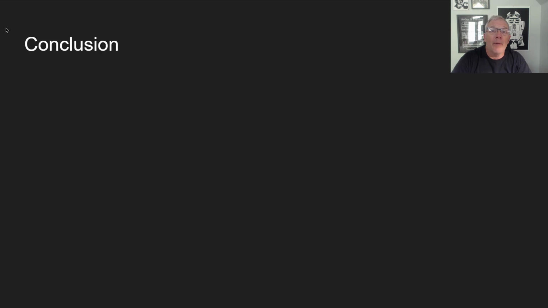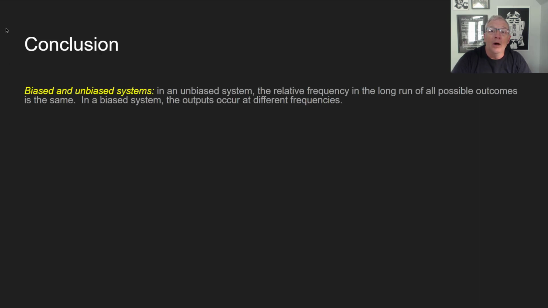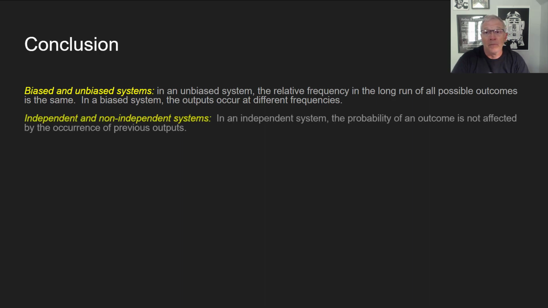Okay, so let's wrap up the new concepts for part 2. We've now talked about biased and unbiased systems. In an unbiased system, the relative frequency in the long run of all possible outcomes is the same. In a biased system, the outputs occur at different frequencies. So that's like my example of an urn with, imagine you have an urn with 50 black marbles, 20 red, and 30 yellow. That's 100 marbles, but they're biased in their outputs because they're not all the same number. There's not the same relative frequency.